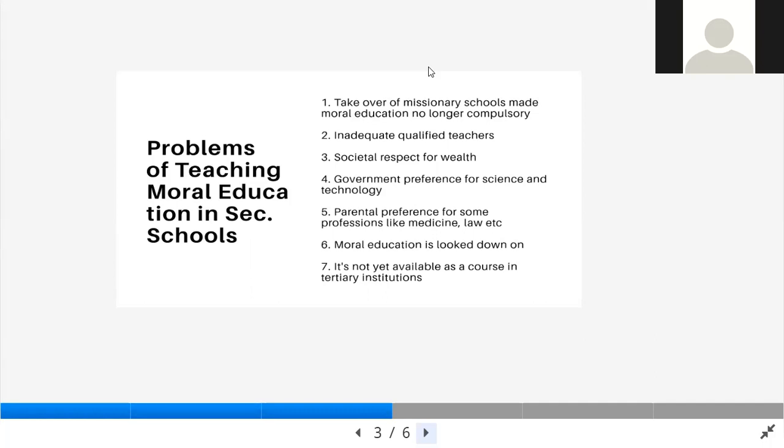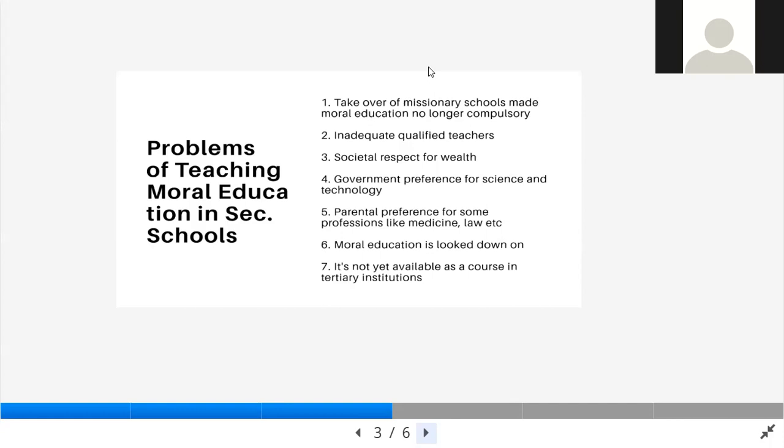So the state is laying more emphasis on science and technology, because they think that is the in thing. Since we are going into this period, which is more of intelligence, creativity, and the rest, that is one of the challenges. They are no longer giving serious attention to moral education.